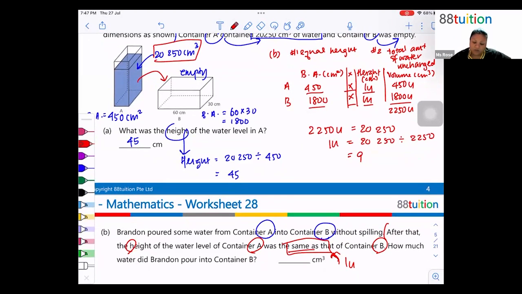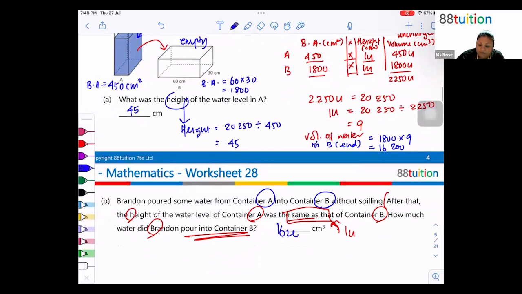So the question says, how much water did Brandon pour into container B? Now we know that the height of water in container B in the end is 9 cm. So the volume poured will be equal to the volume of the water in B in the end. The volume of water in B in the end will be base area times the height, which is 9, to give me 16,200 cm cube.